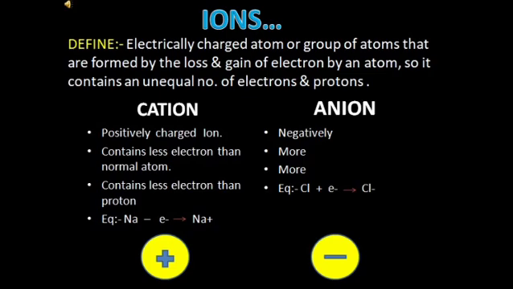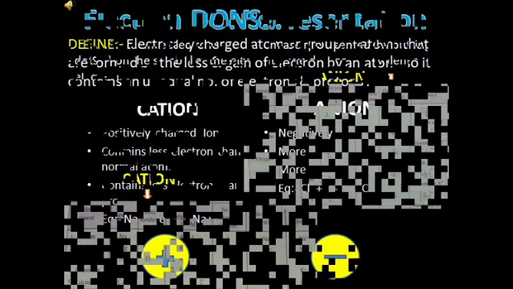Now when I talk about an anion, it is a negatively charged ion which contains more electrons than the normal atom and also more than the protons. For example, chlorine gains an electron to achieve inert gas configuration. That is why it becomes Cl negative. So you can see the figure also from here.